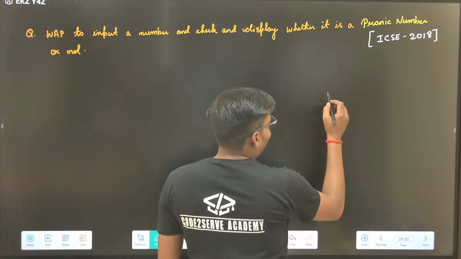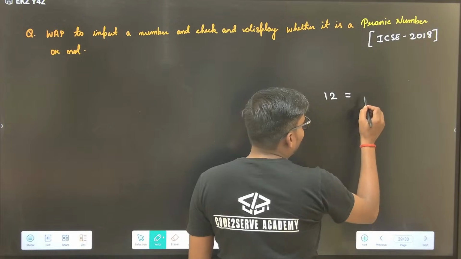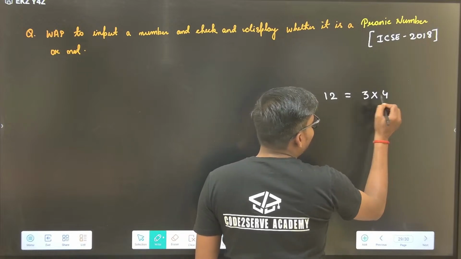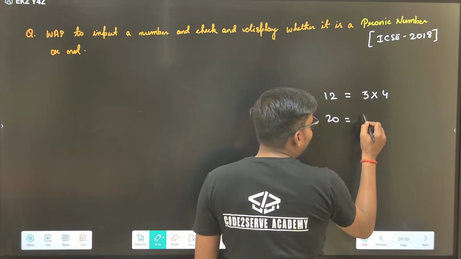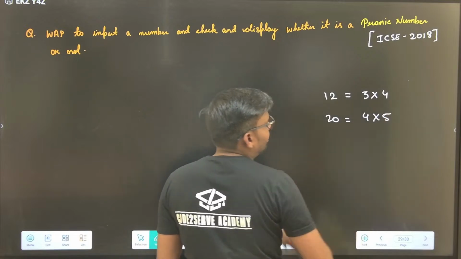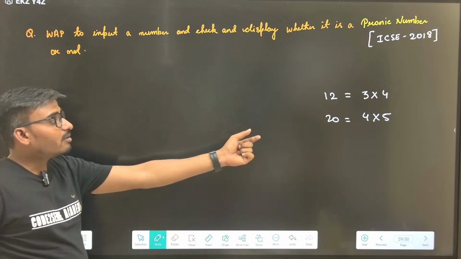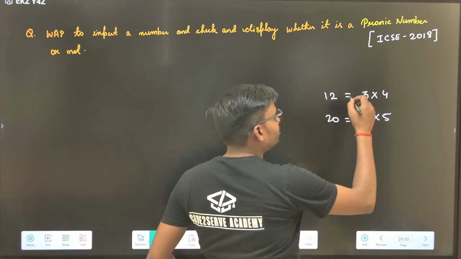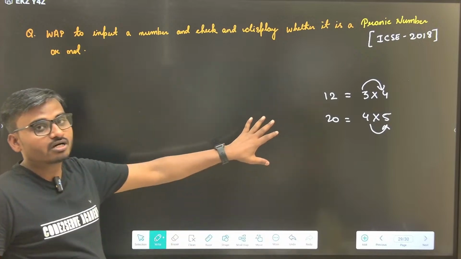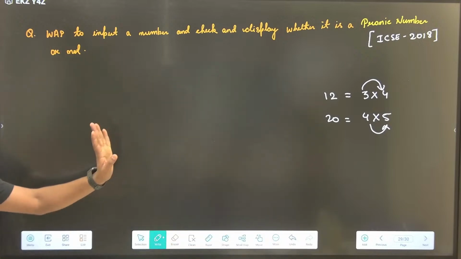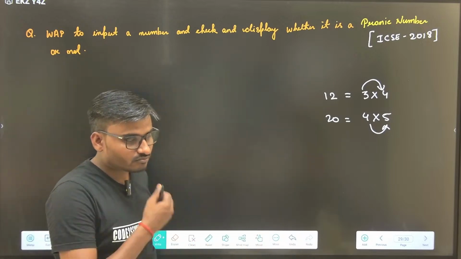What are pronic numbers? So if you take an example like 12, how can you get 12? You can get 3 into 4 as 12. Okay. So if you take the example of 20, you will get 4 into 5 as 20. So any number that is formed from the product of two consecutive numbers. These are two consecutive numbers. So if the number is the product of two consecutive numbers, then we say that the given number is a pronic number. Got it?